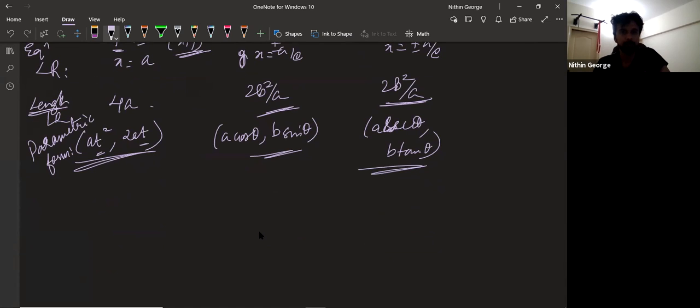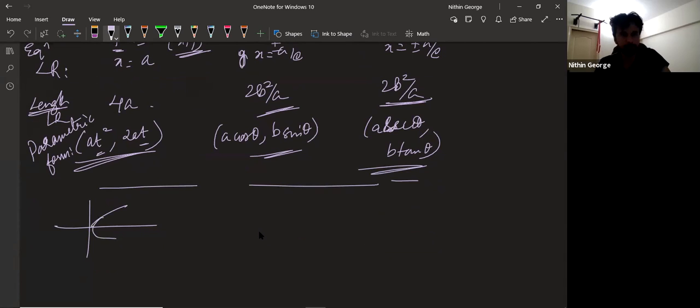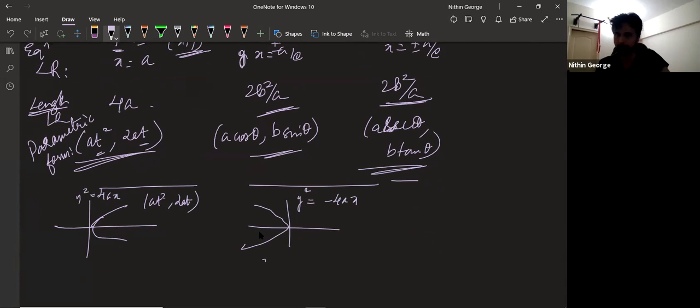Now, for different types of parabola, there is at square, 2at. This is y square equal to 4ax. Now, if the parabola was like this, what will the equation be? You learned this in school. This is y square equal to minus 4ax. Correct. You replace x with minus x. That's what is happening here. Remember, x is replaced with minus x here.